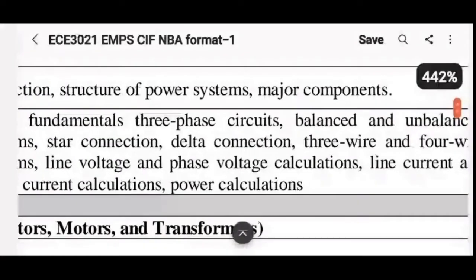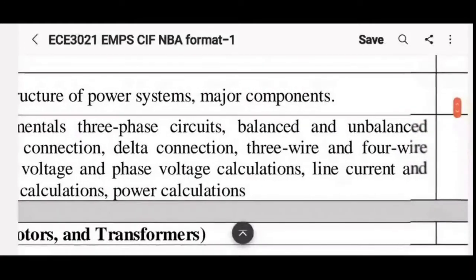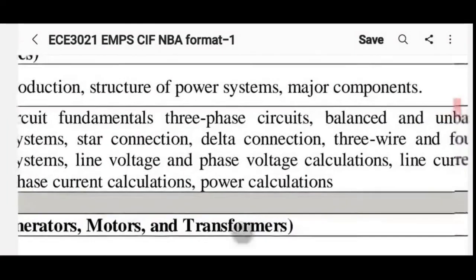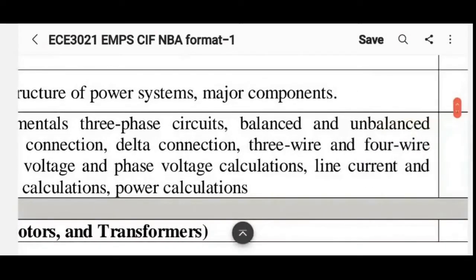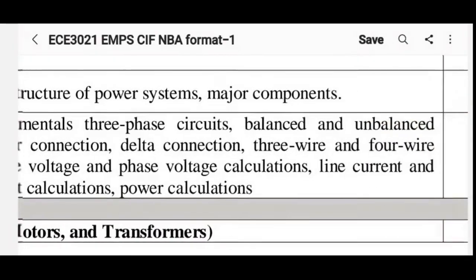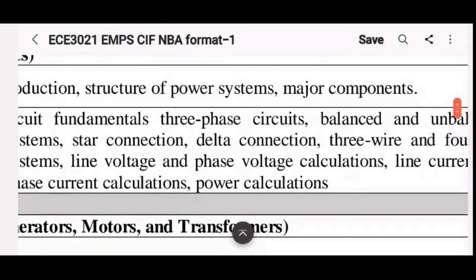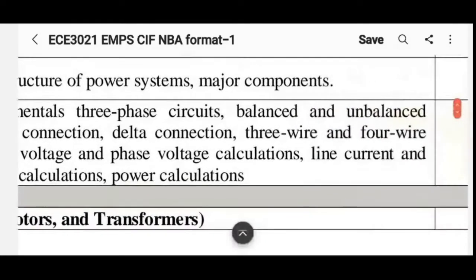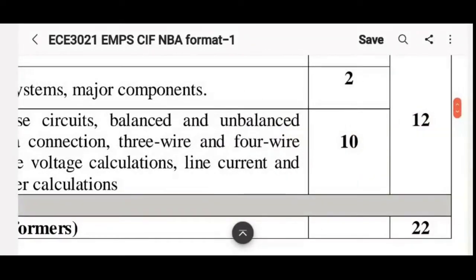Why three phase power? What is balanced system? What is unbalanced system? What is star connection? What is delta connection? There are 3-wire systems. There are 4-wire systems. There is a concept called power triangle. There is a concept called phase current, a concept called line current, phase voltage, line voltage, and so on. A lot of work there. This will be around 10 lectures.